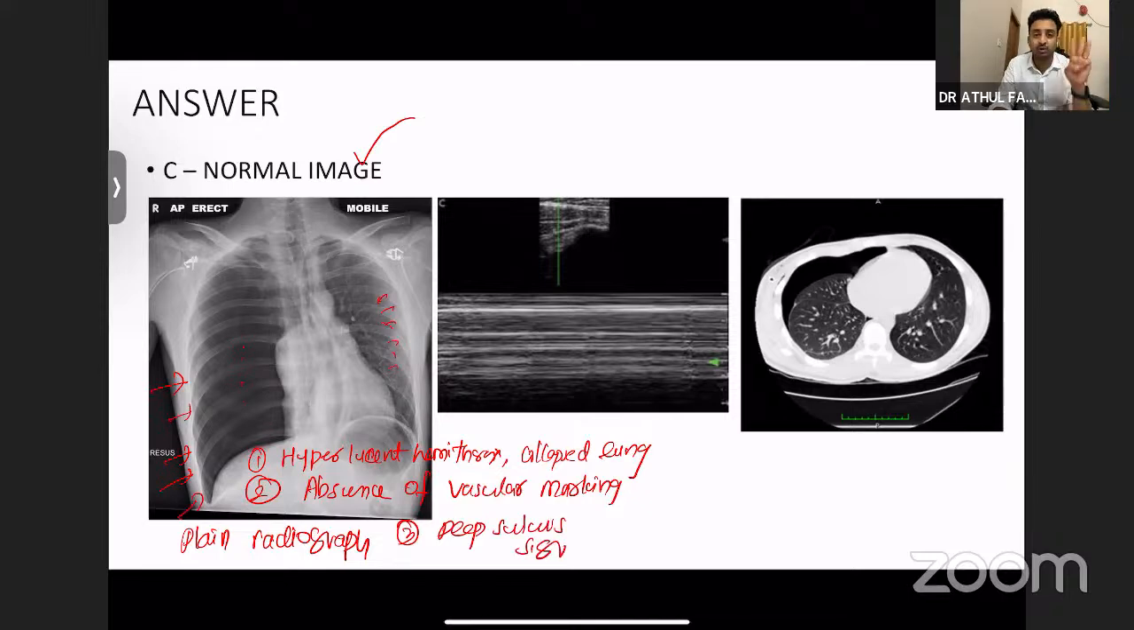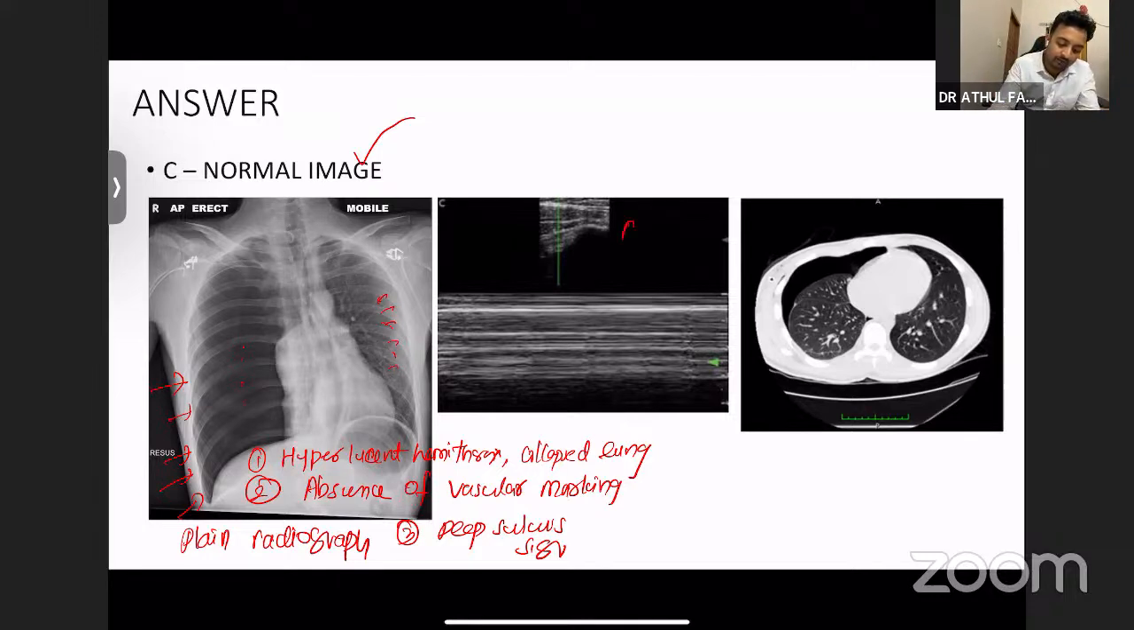So three important things you have to look for in pneumothorax in a plain radiograph: hyperlucent hemithorax, absence of vascular markings, and deep sulcus sign. If any of these are present, then you can confidently say that it is pneumothorax. It is clinically very important, because you should never miss this in your emergency room or casualty. You should intervene promptly when you see a pneumothorax.